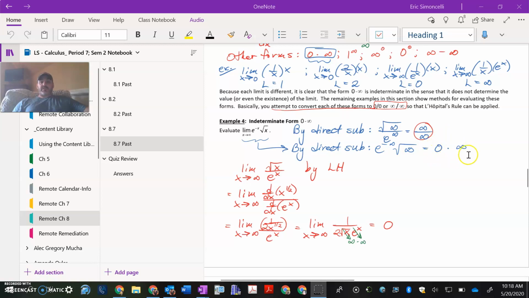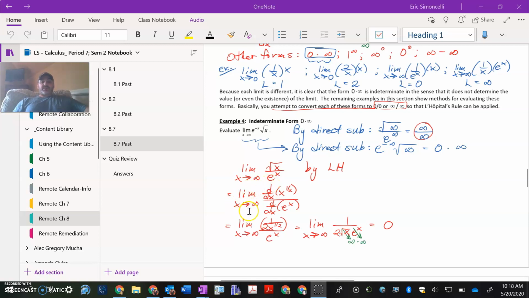Okay, so this particular type of indeterminate form, in the sense that it doesn't determine, like I said earlier, the value or even the existence of the limit, well, we need to still approach this using L'Hopital's with this form in mind. All right, so let's continue. So as I stressed earlier, we can rewrite such that it looks like this: root x over e to the x.